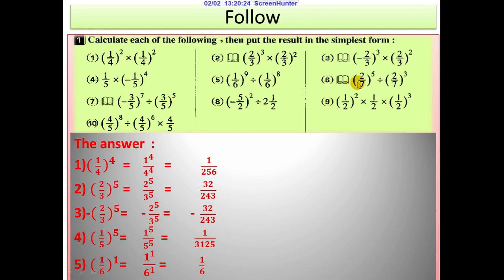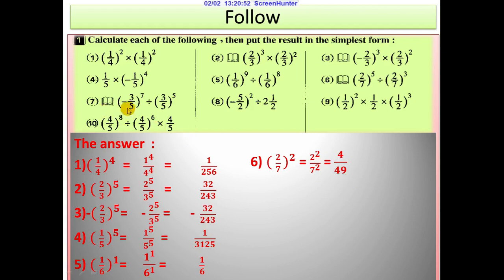Number 6 here, we have two like bases, and we divide both of them. So we must solve it this way: keep 2 over 7 as it is and subtract their powers. It will be (2/7) raised to power 2, and we distribute this power up and down to be 2 power 2 over 7 power 2, equal to 4 over 49.